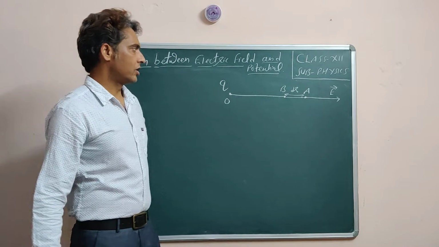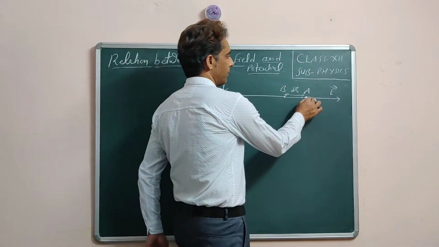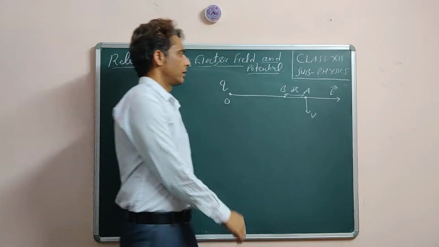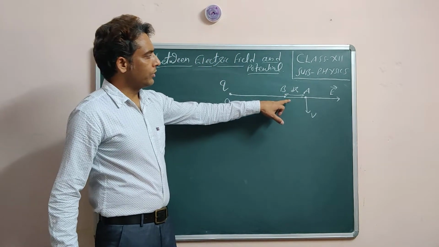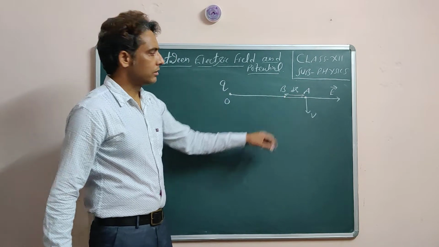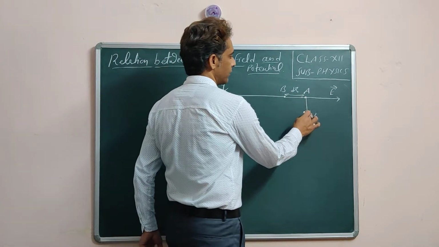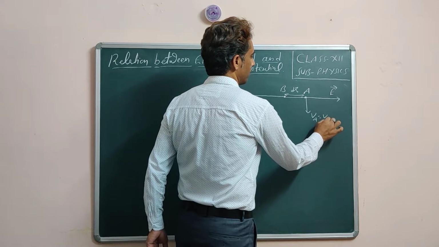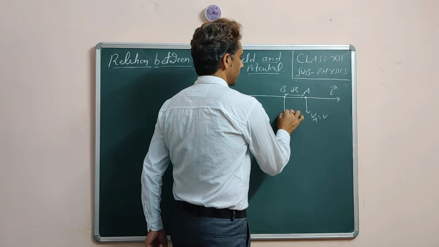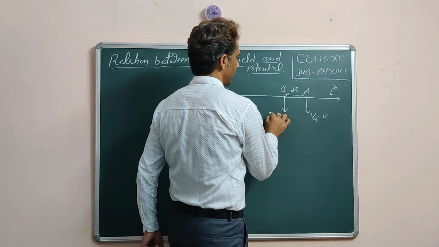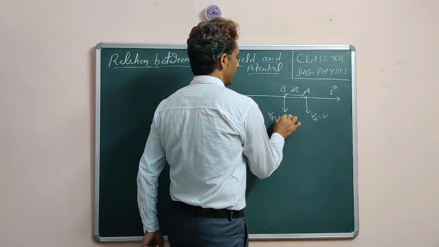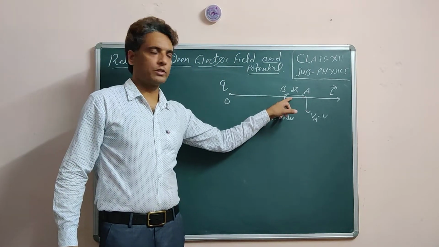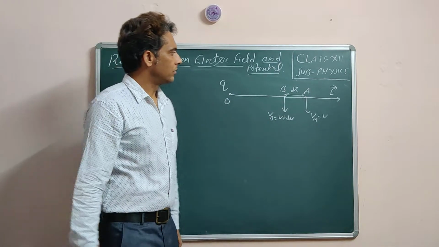Now if you talk about potential, let the potential at point A be V, and let dV be the potential difference between these 2 points. Then the potential at this point, this is potential at A, or we can write VA is equal to V. Potential at this point B will be VB is equal to V plus dV, where dV is the potential difference between these 2 points.